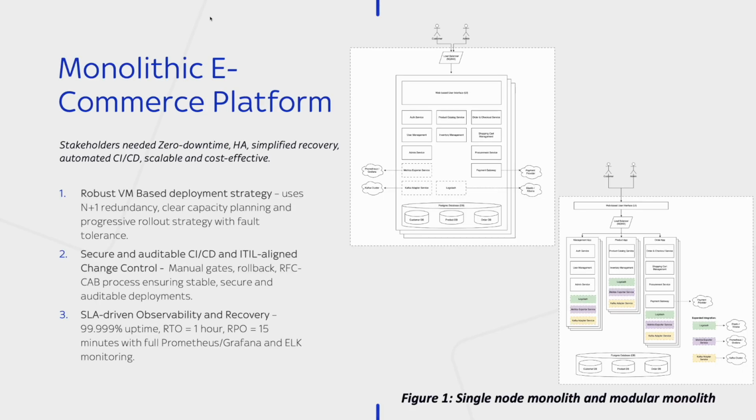So, firstly, this slide outlines the monolithic architecture designed to meet core stakeholder needs. We needed zero downtime, high availability, simplified recovery, automated CI/CD, scalability, and cost efficiency.